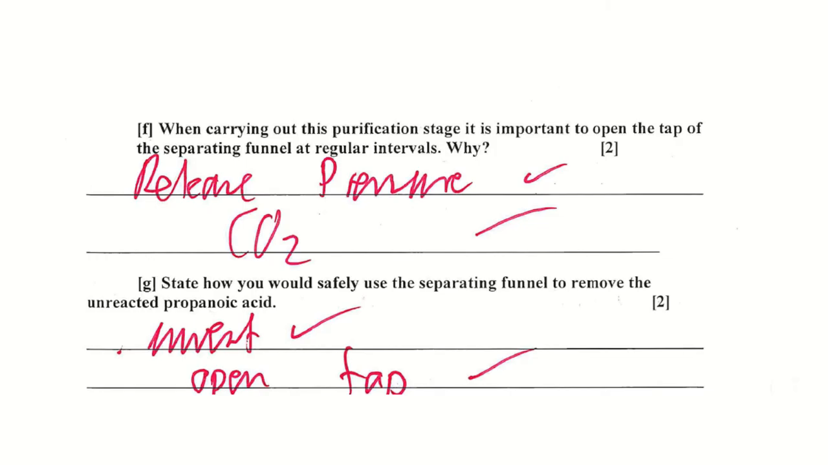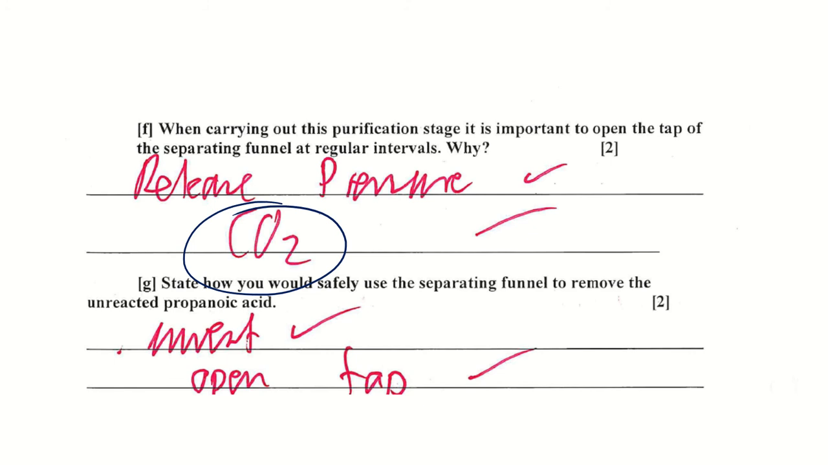Okay, when you're carrying out the purification, why is it important to open the tap of the separating funnel at regular intervals? Well, a gas builds up, but you have to specifically say which gas it is. It's carbon dioxide. Some people said a gas builds up. Some people said air builds up. You're not going to get marks for not being specific. And the reason, therefore, you open the tap is to release pressure. That's the second mark, so some reference to that.